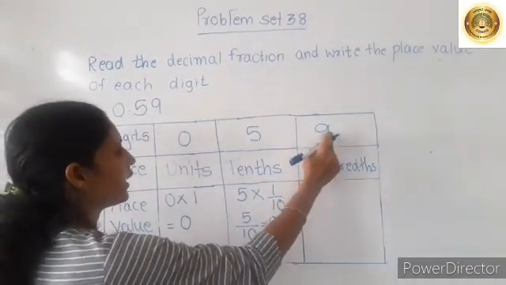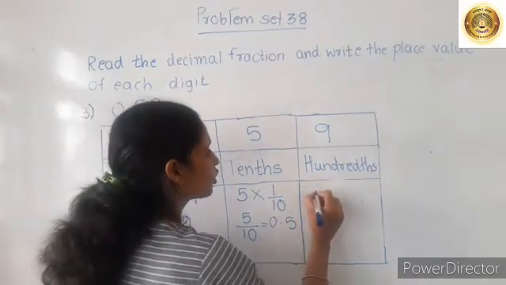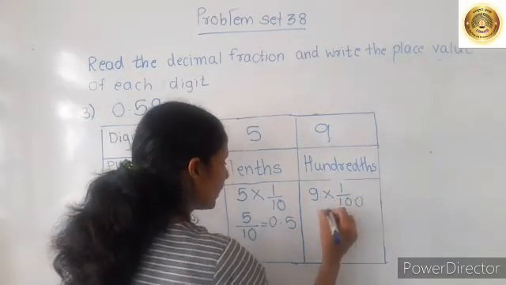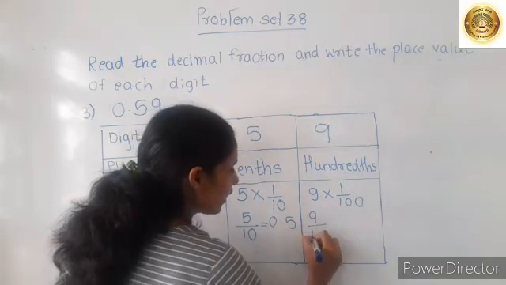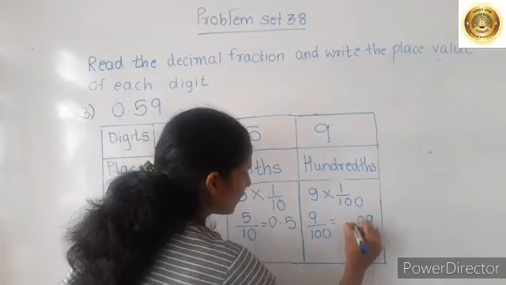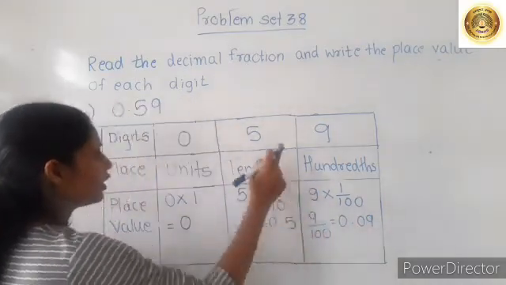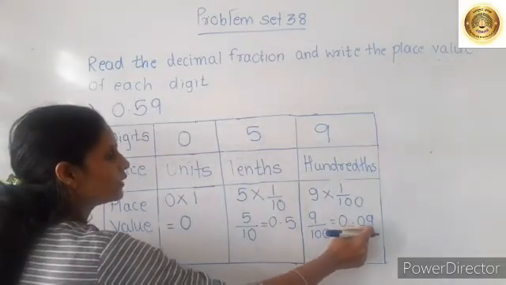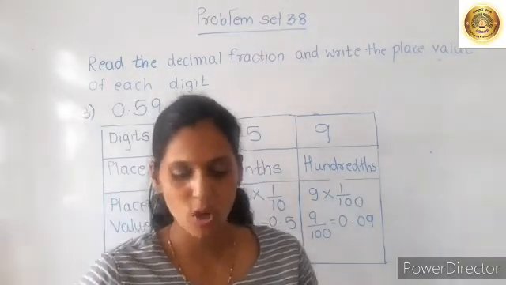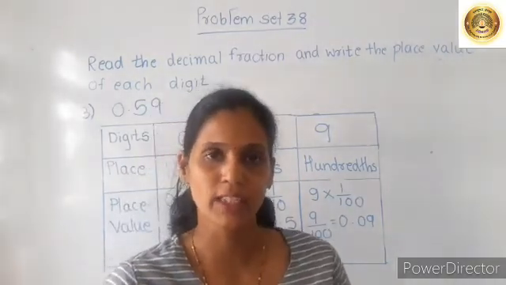Now 9 is in the hundredths place. So 9 into 1 upon 100, that is equal to 9 upon 100. So how will you write it? What is the place value of 9? 0.09. So students, we have seen the place value of digits in a decimal fraction.